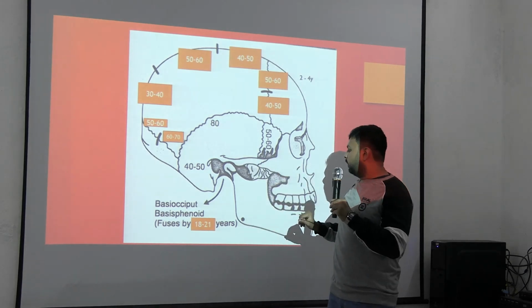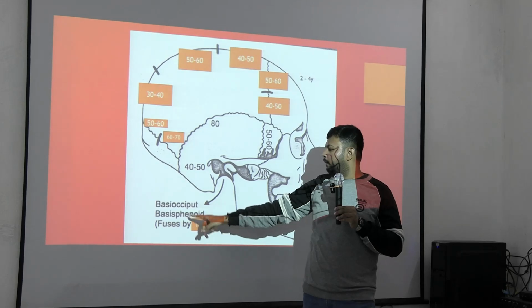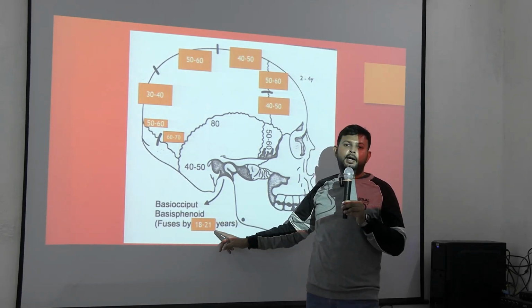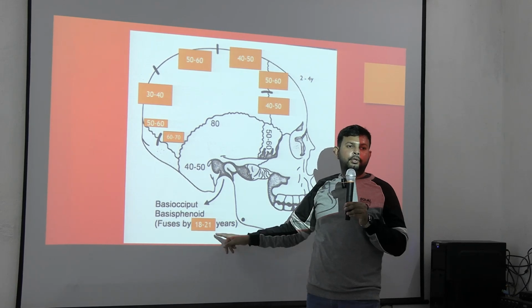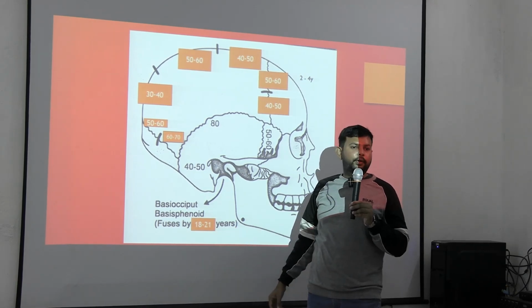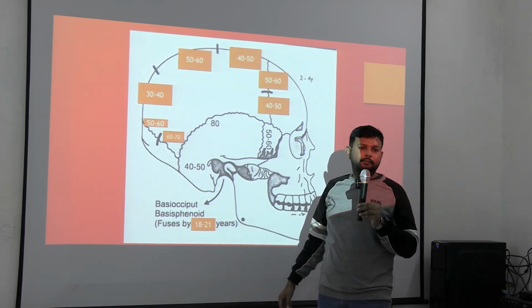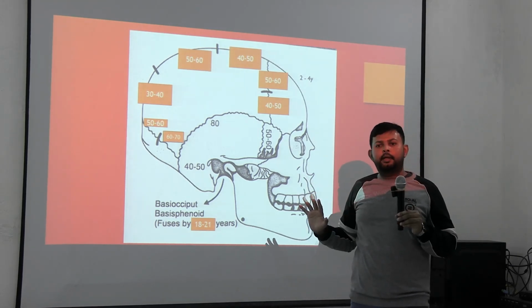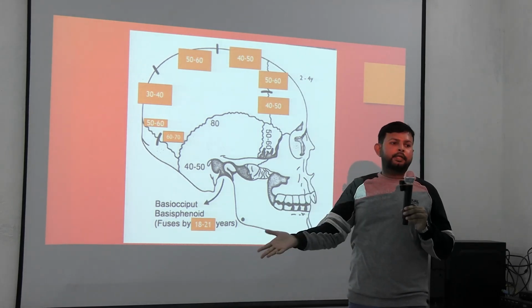Other things are not that important. Yeah, this one is important. Basi occiput and basi sphenoid fuse at... this question the examiner asked, at what age does it fuse? So you should mention 18 to 21 years of age. Okay, clear? So this you have to remember, and this you have to produce in exam also.